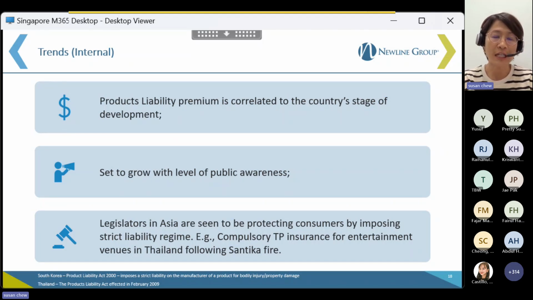Of course, the legislation also plays a big part, and we do see that the legislators in Asia are actually putting in place acts and laws for better consumer protection.